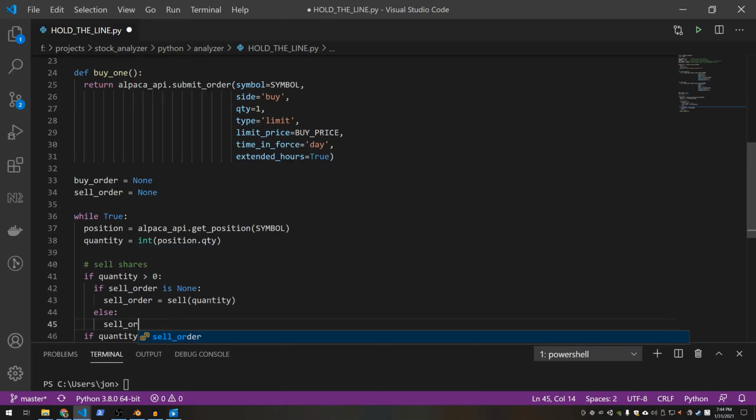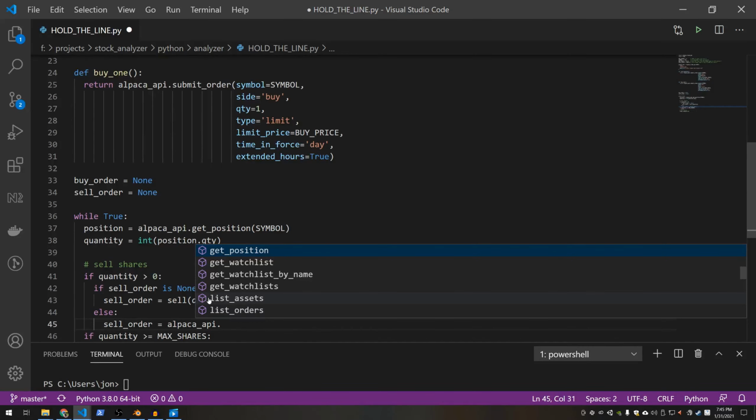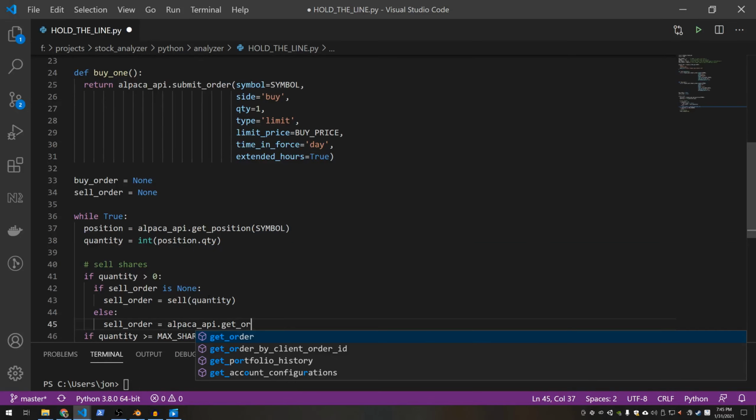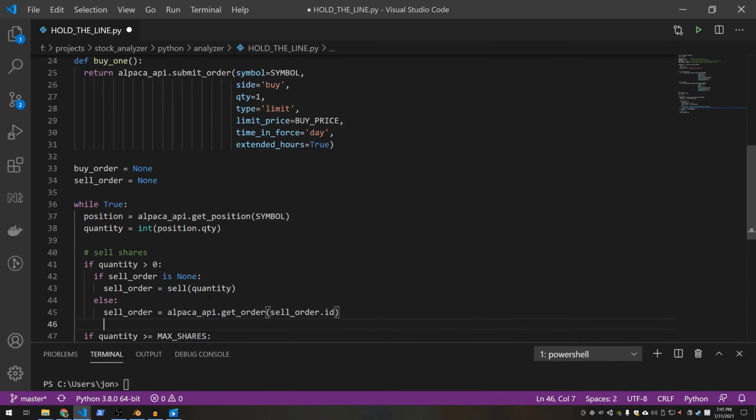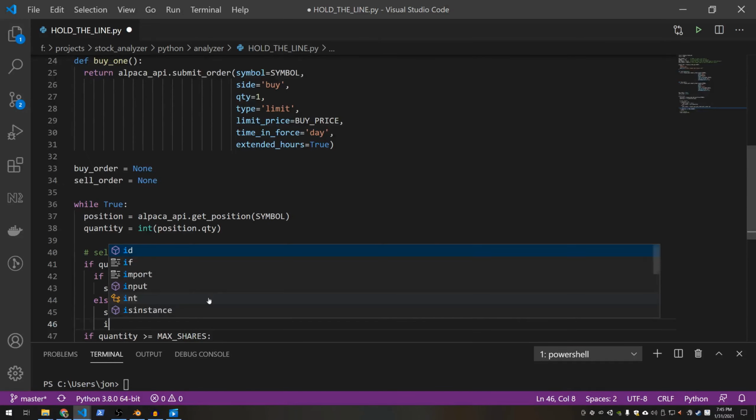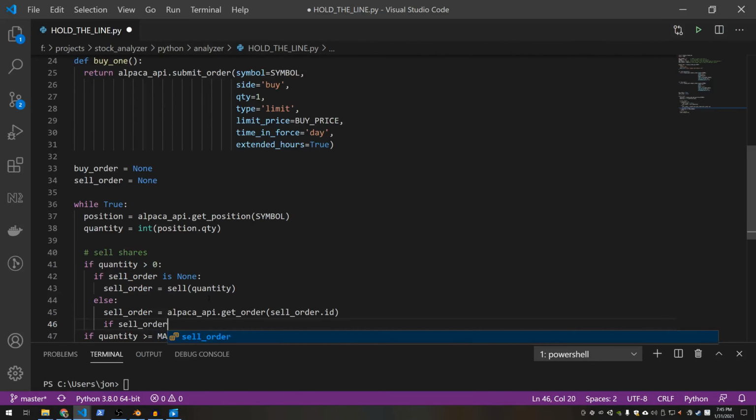Else, this means we have a pending sell order. So what we want to do is look up the order from the Alpaca API because we want to get the latest information. So we just say get order, and we can say sell_order.id. And here we just want to check if the order was filled.